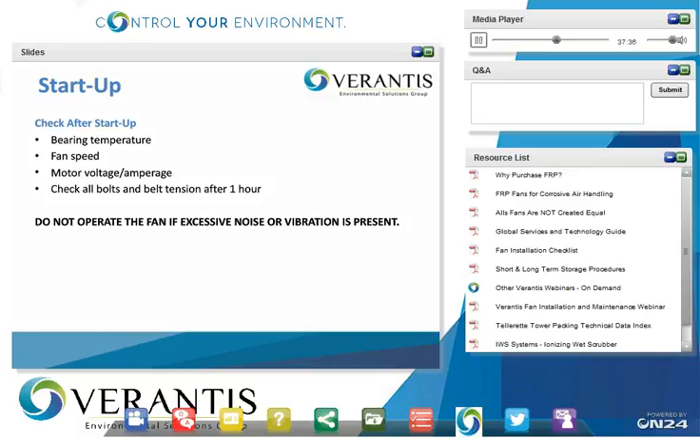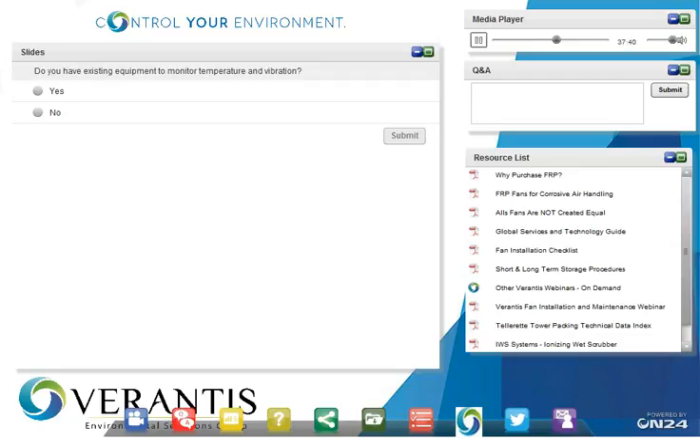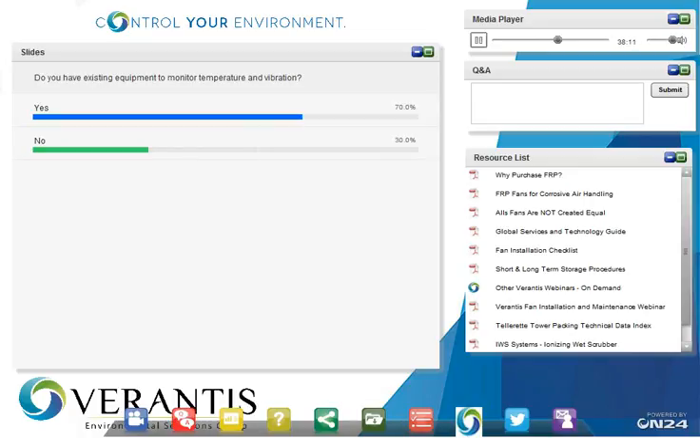And I'm going to turn this over. Oh, we have a poll question. Do you have existing equipment to monitor temperature and vibration? Are you using that right now on any of your equipment? We'll give it a little bit of time here for you to answer. Okay, let's take a look and see. 70% are using some type of equipment right now, and 30% are not. So, interesting. We'll move on to our next topic that happens to be on monitoring.